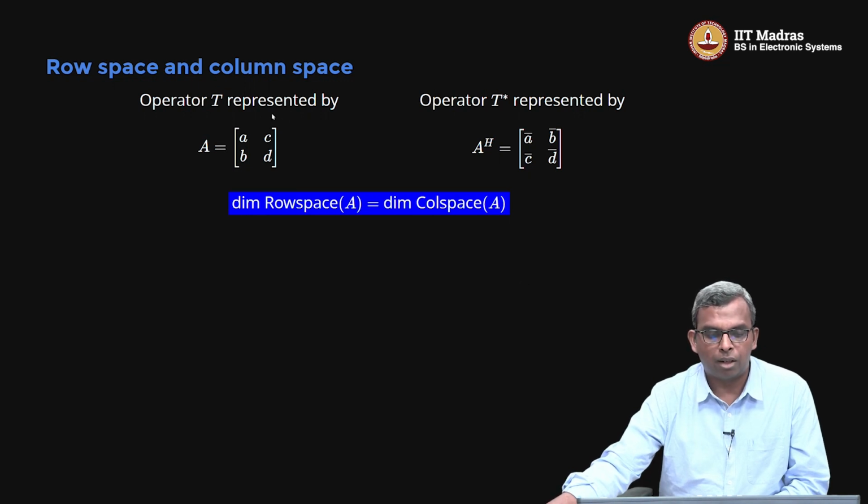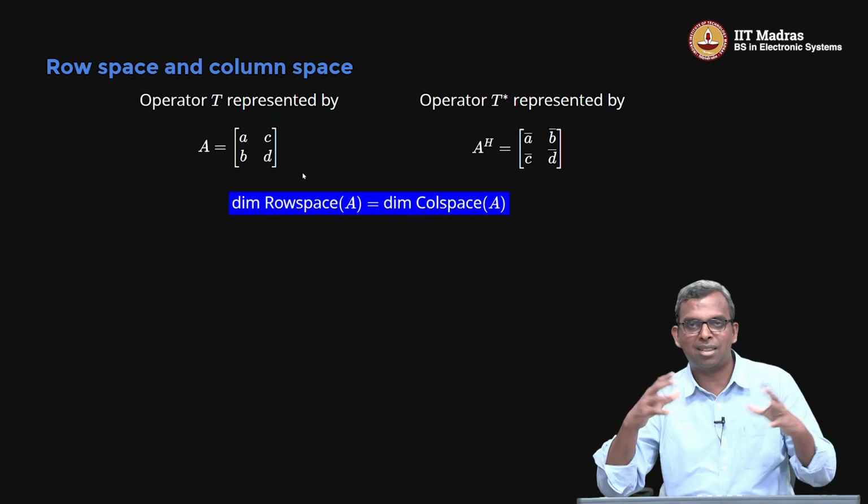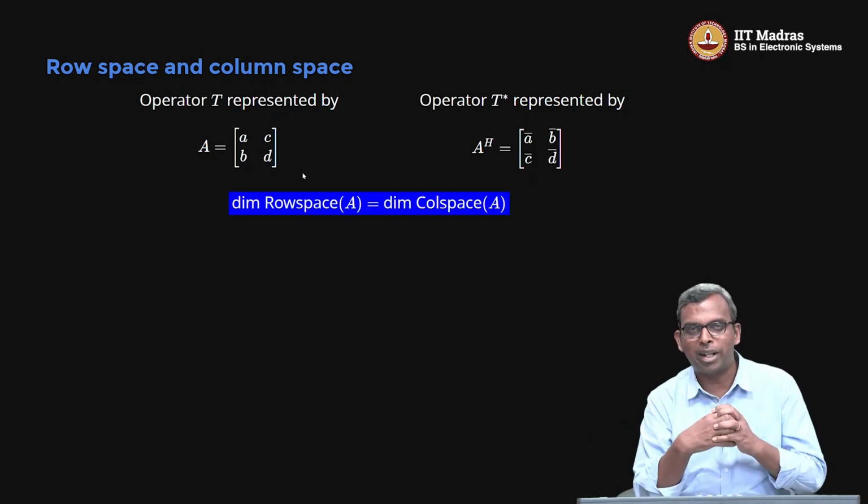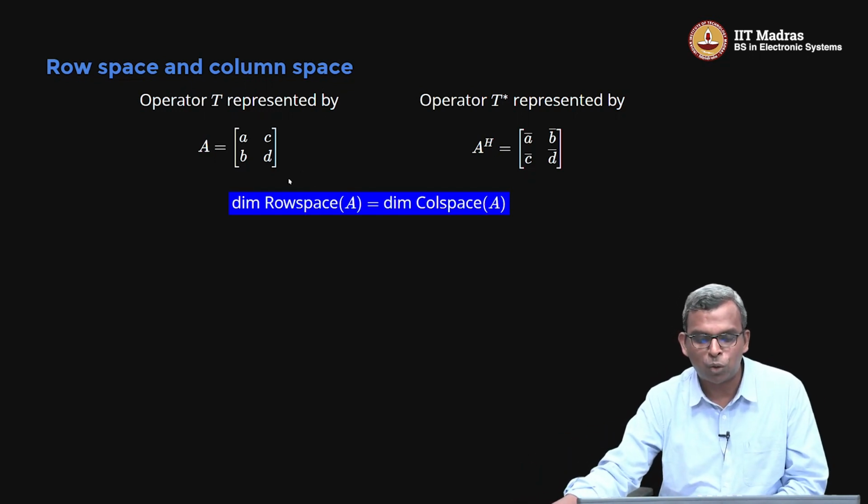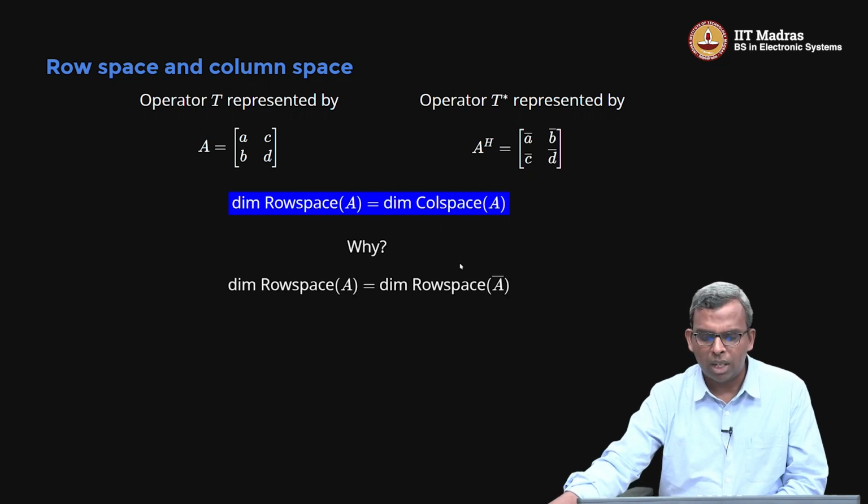Here is an interesting little fact. Row space and column space of a matrix are very closely connected. Let's say we have an operator T represented by this A matrix here. It turns out the dimension of the row space of A has to be equal to the dimension of the column space of A. Row and column feel like two independent things, but they're not really all that independent. They're quite connected. So if the dimension of row space is something, the dimension of column space will be the exact same thing. Why is that?